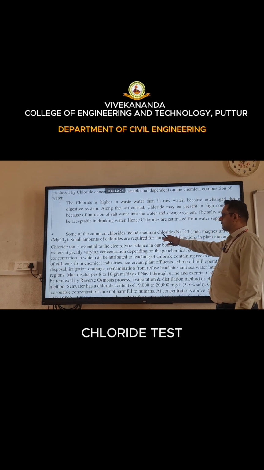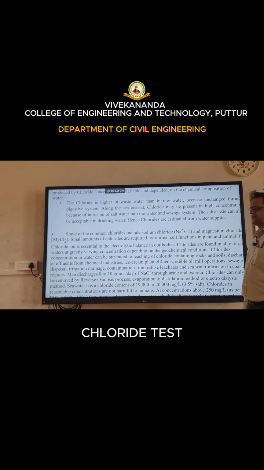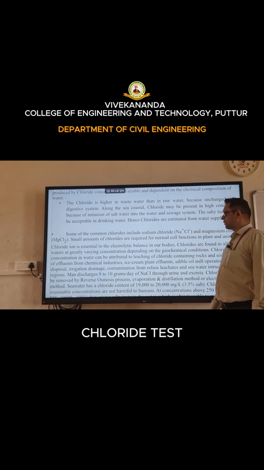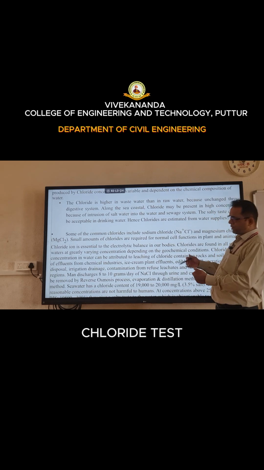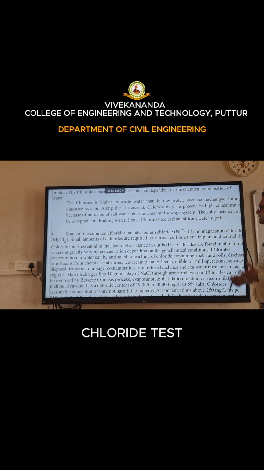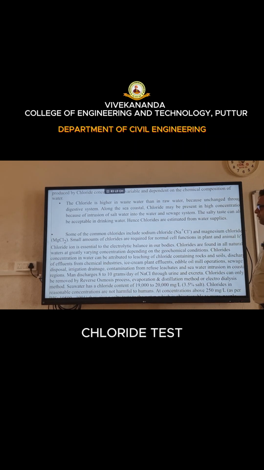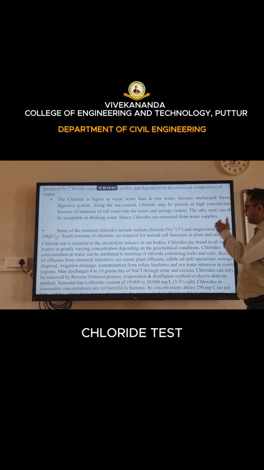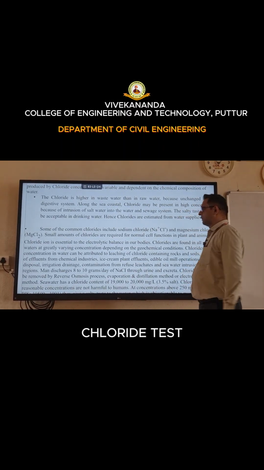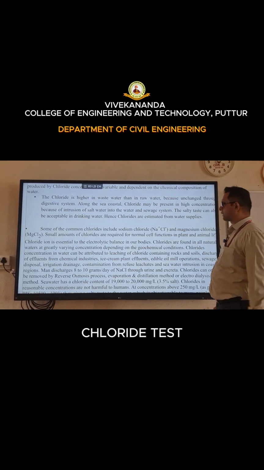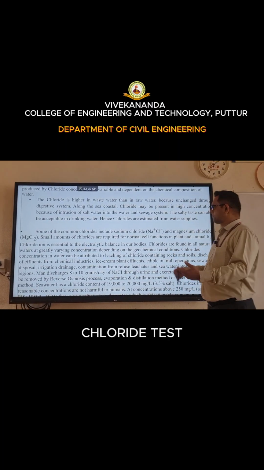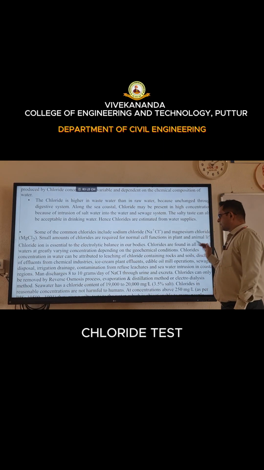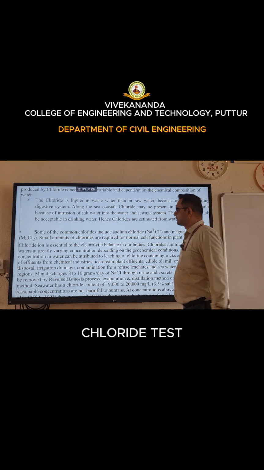The common chloride added to water is generally sodium chloride and magnesium chloride. A small amount of chloride is required for normal cell function in human beings, but more chloride will cause severe problems for the water we are going to drink, right? So chloride ion is essential for the electrolytic balance in our bodies, but more chloride will cause problems, right?